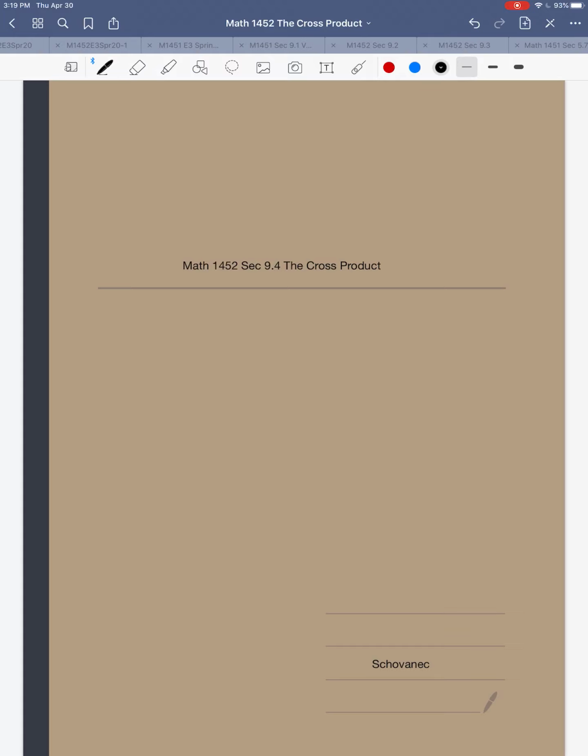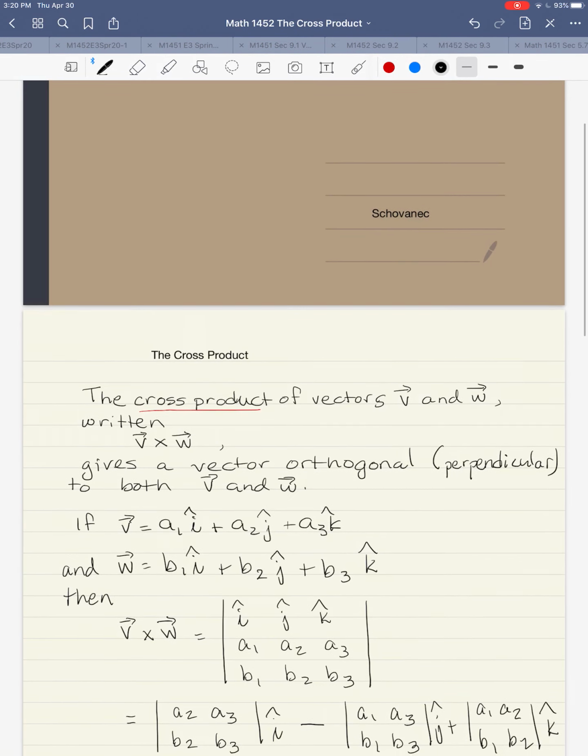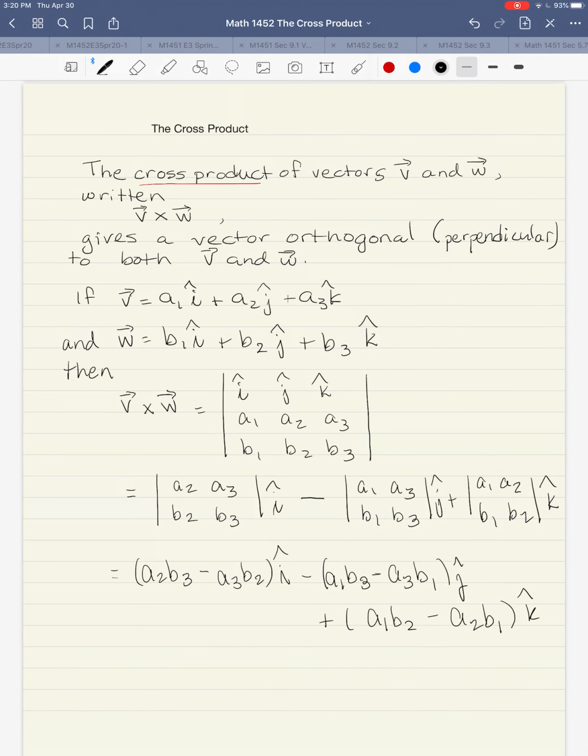Just a little brief discussion here about the vector operation of a cross product. I talked a little bit about it in class last time, but here's an overview of the cross product.